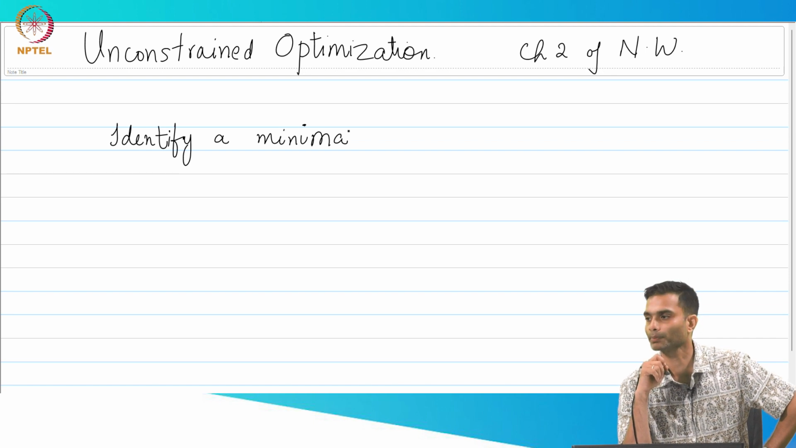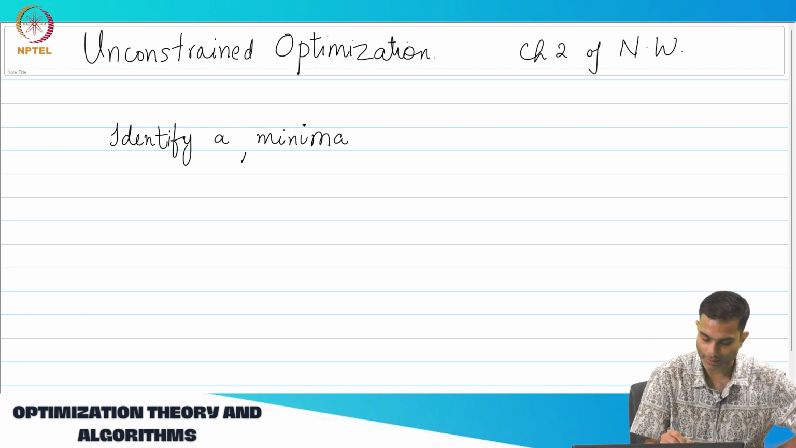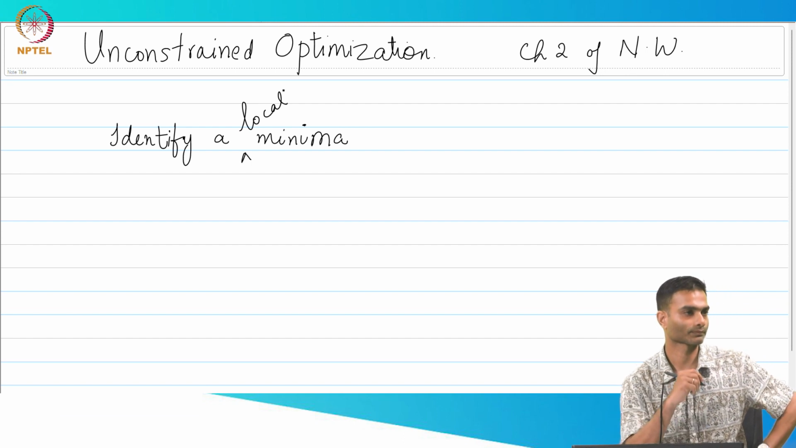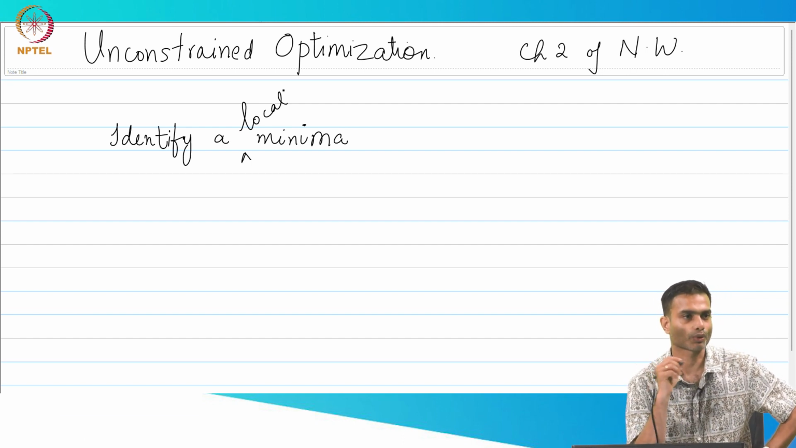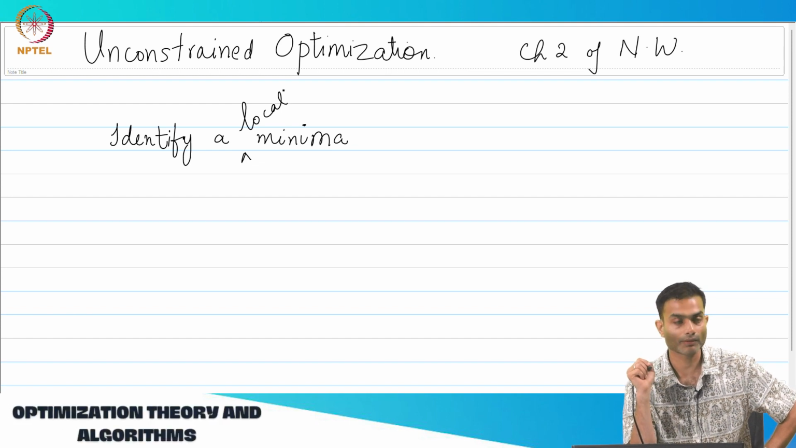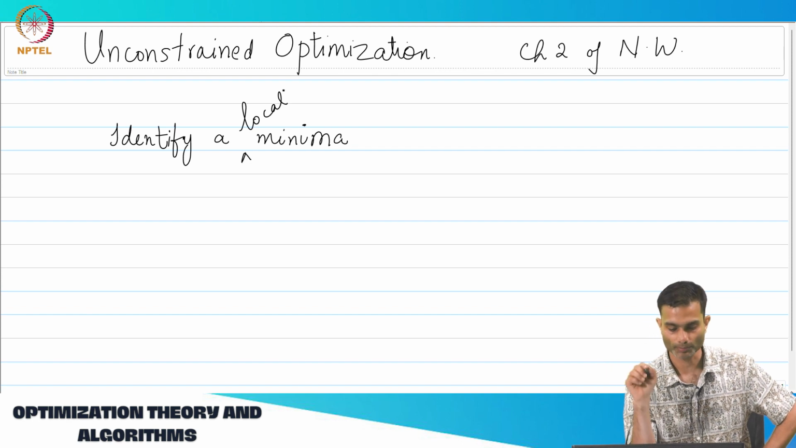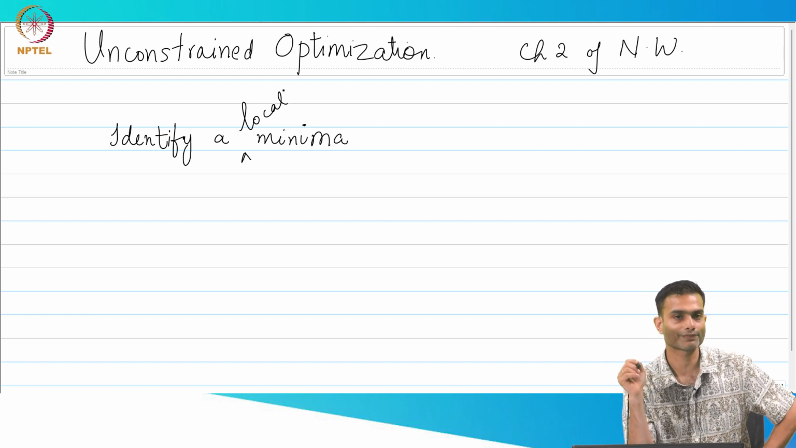Now, the moment I write this, there's a little bit of ambiguity over here because a problem can have multiple minima, right? So I should qualify this. I should say identify a local minima. Okay, that's what I want to do. I want to identify a local minima. Okay. In general, finding a global minima can be very challenging. We'll talk about it as we go, but something simpler is to identify a local minima.